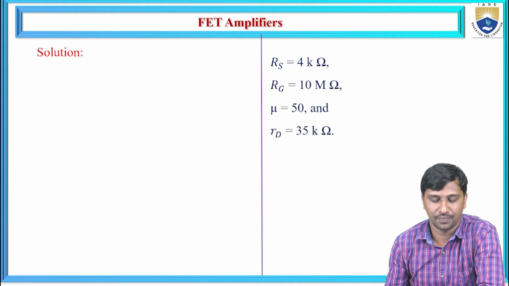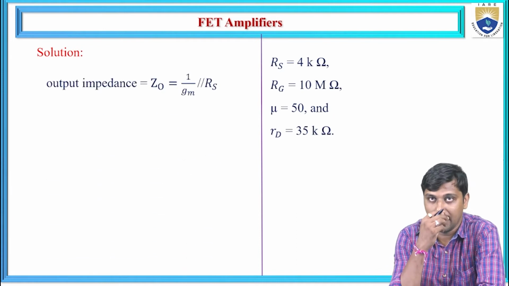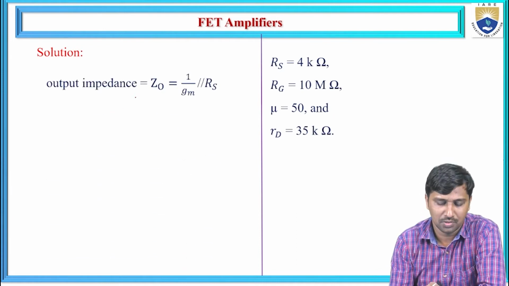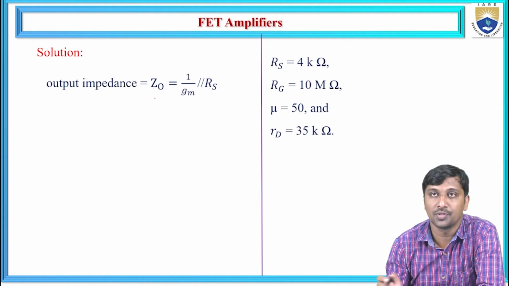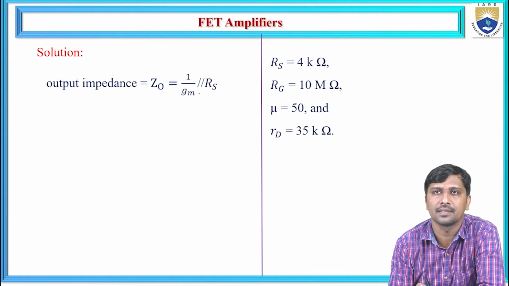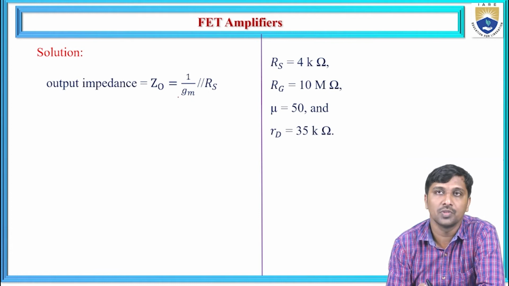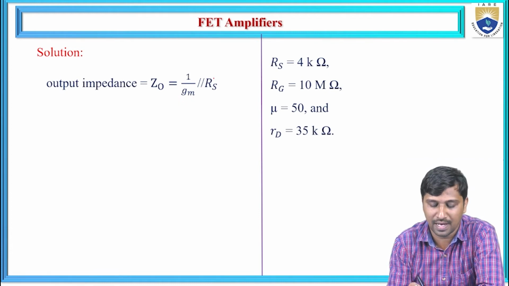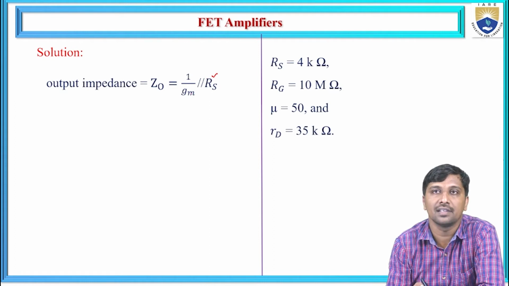Now similarly, we should calculate the output impedance. If you observe the output side, the output impedance is the parallel combination of the reciprocal of the transconductance with RS, the output resistance. Here RS is a known parameter, but we need to first calculate gm.